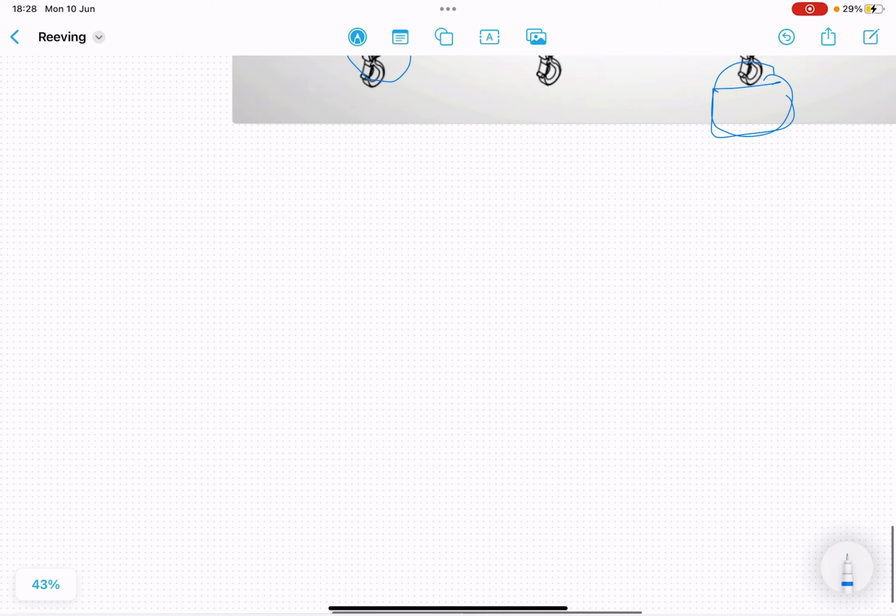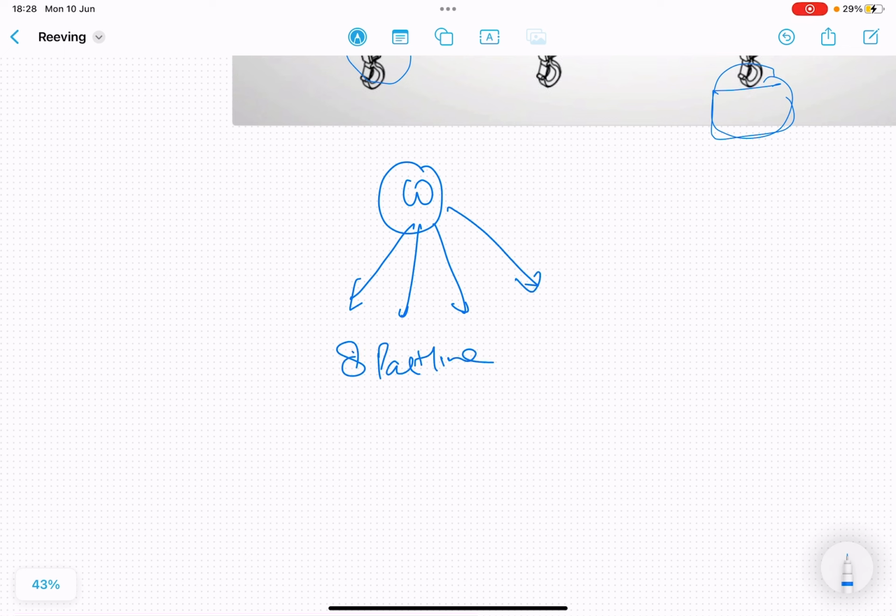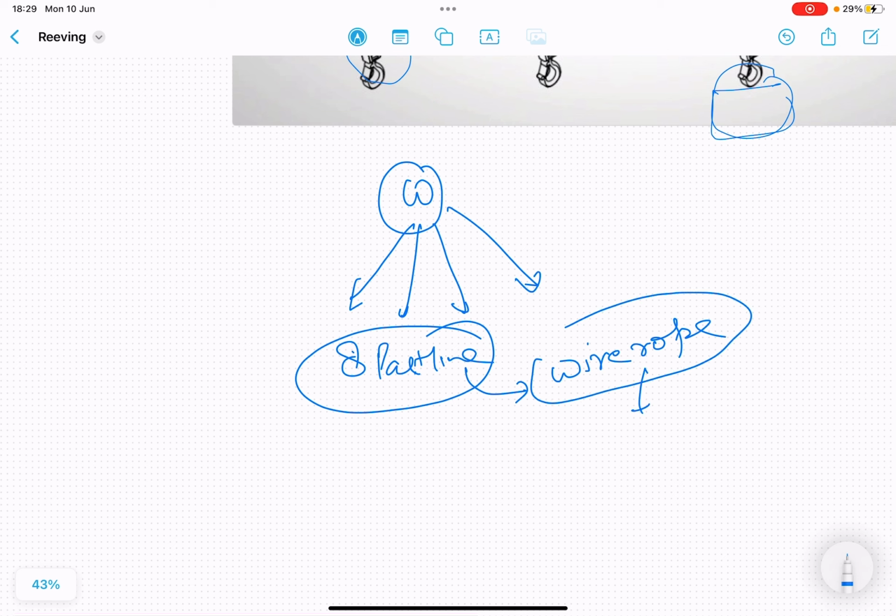Suppose we have to lift a weight W, and this weight W is being lifted using 8 part lines. 8 part lines we are using. Now, 8 part lines means 8 wire ropes are assisting. So we know the breaking strength of a single wire rope.